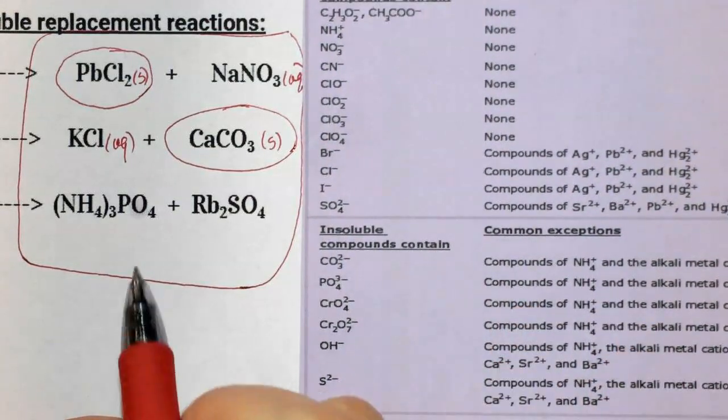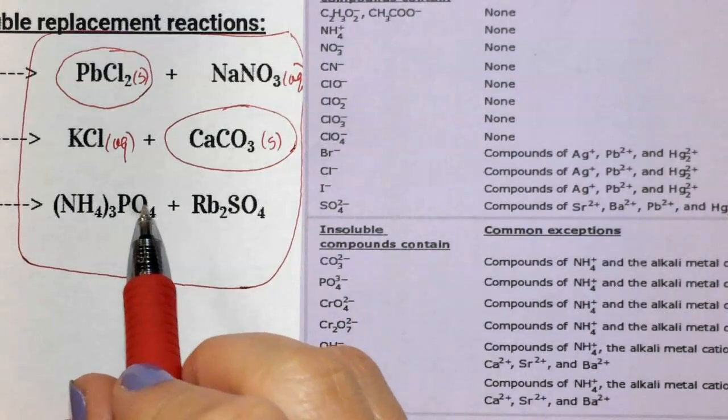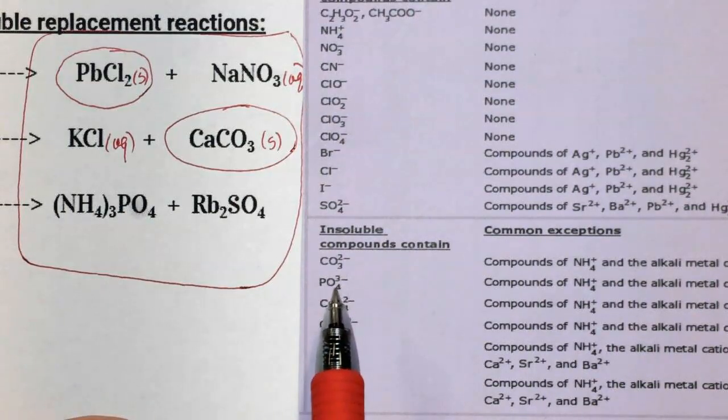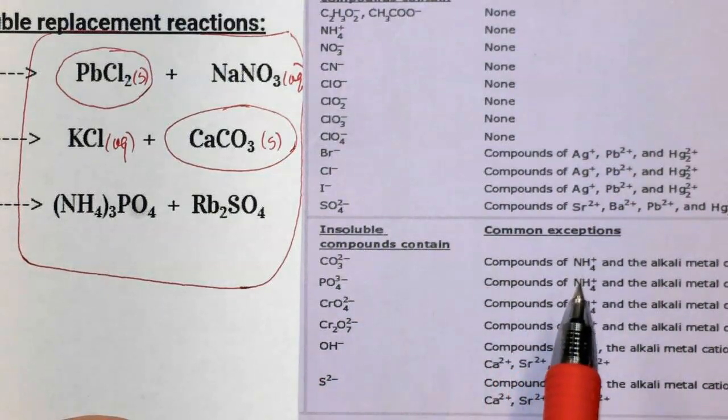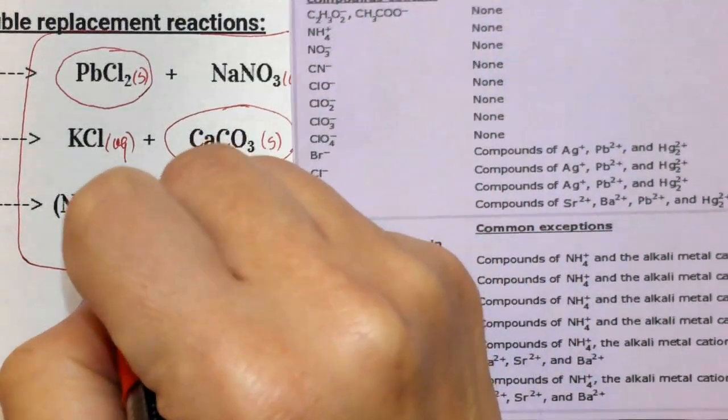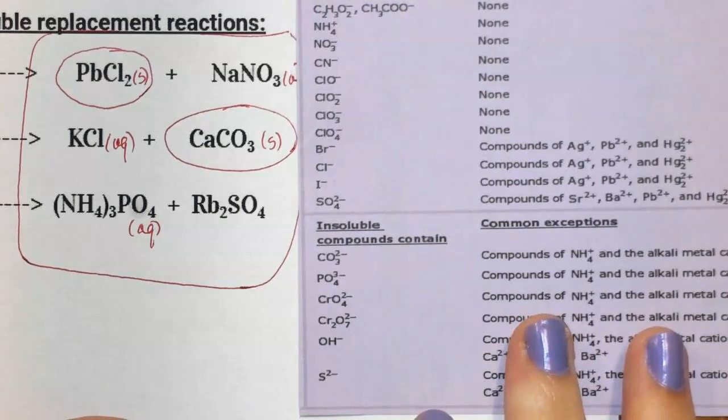Finally, I'll check here at phosphate, PO4, and phosphate is here. It is insoluble, and ammonium is an exception. So instead of being insoluble, it's actually soluble. So this, I'll put an AQ, is soluble.